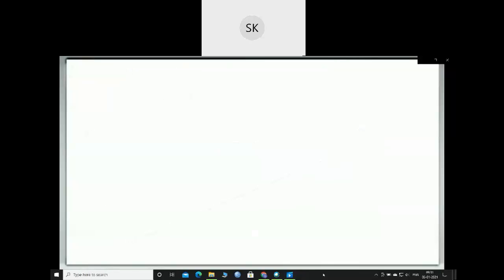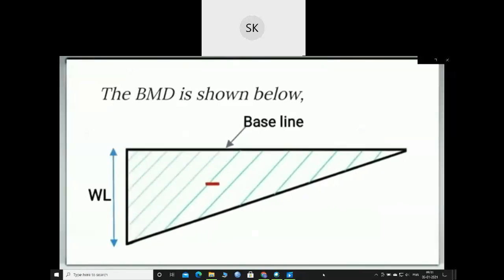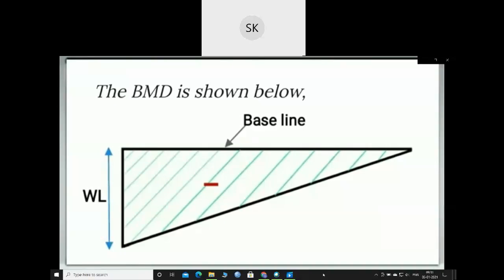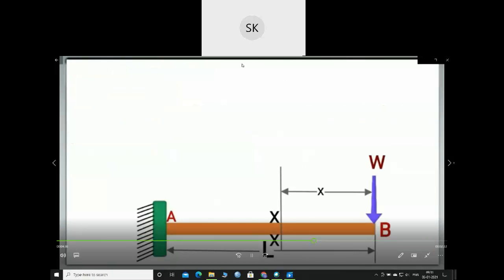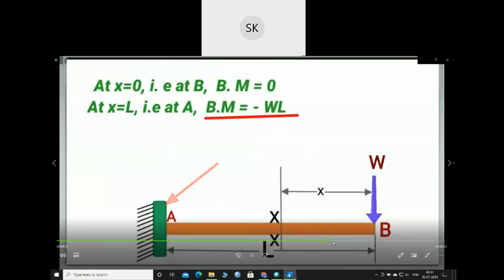For a clear visibility, the bending moment diagram will look like this. This will be the baseline and WL will be drawn below the baseline to some scale, and the bending moment diagram will be negative. So this was all negative. At x equal to 0, that is at point L. Okay, so understood the bending moment part.